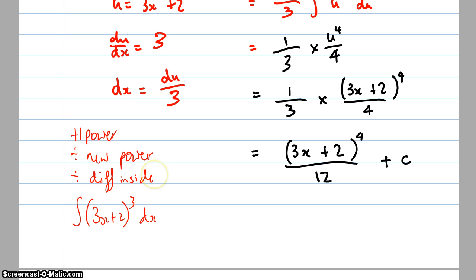Now, for this case here, I'm going to say that it's 3x plus 2. I don't change the bracket. 3x plus 2 all to the power of 4 now, because 3 plus 1 is 4, divided by 4, and then divided by, or multiplied down the bottom, which is the same as divided by, the diff of the inside. The diff of the inside here is simply 3. So the diff of that becomes 3, and therefore I get the same answer as what I did before. Either method is completely fine.